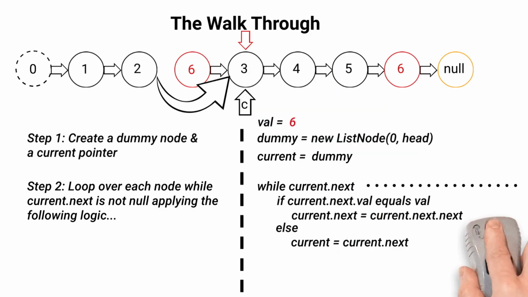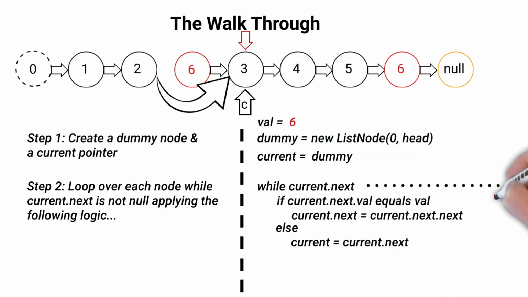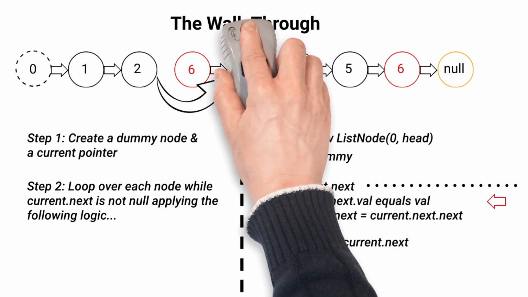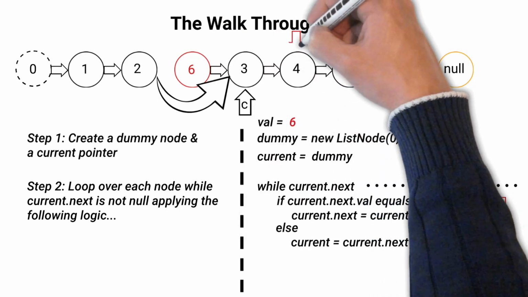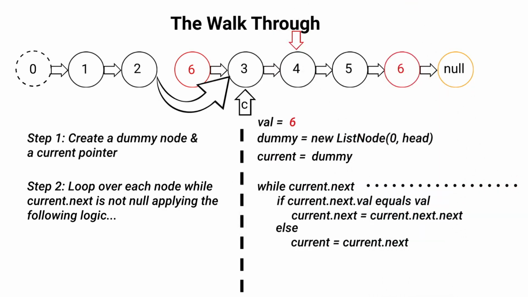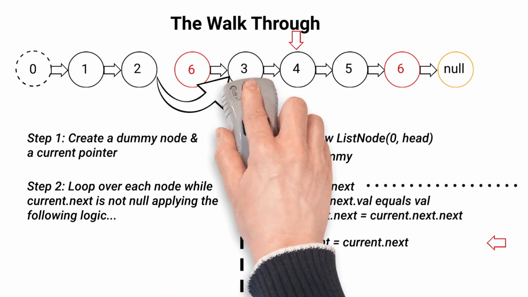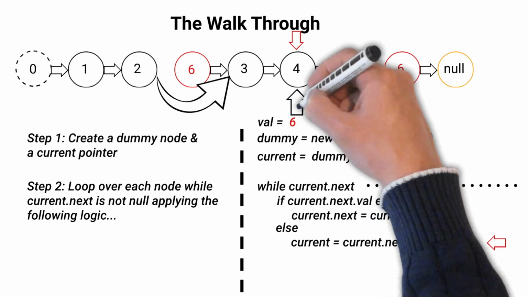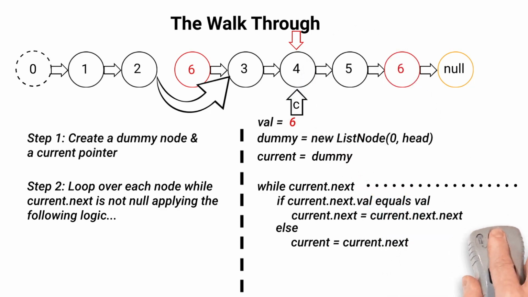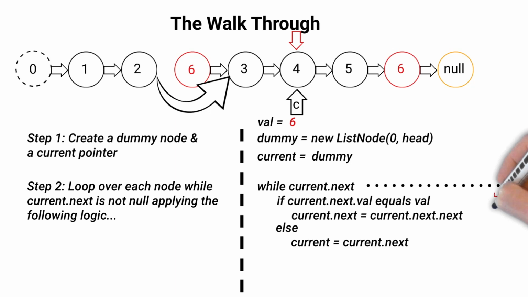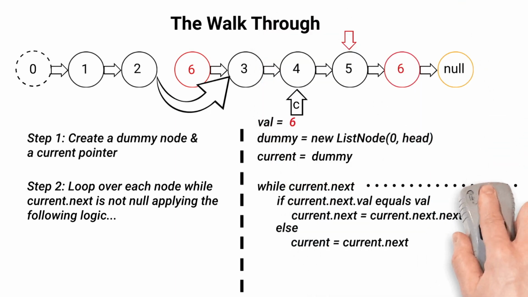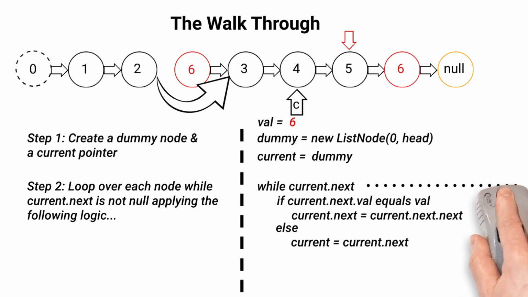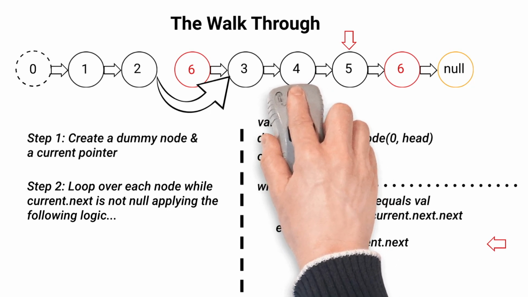And then we'll check if current.next.val is equal to val. Well, current.next.val is equal to 4. So we then set current equal to current.next. So let's update the pointer to point at 4. Then we check if current.next.val is equal to val. Well, current.next.val is equal to 5, so that's not true. So we set current equal to current.next. Move the current to point at the 5.